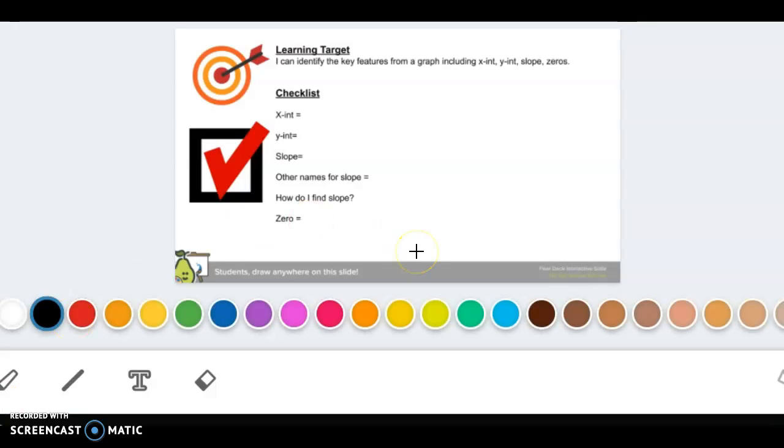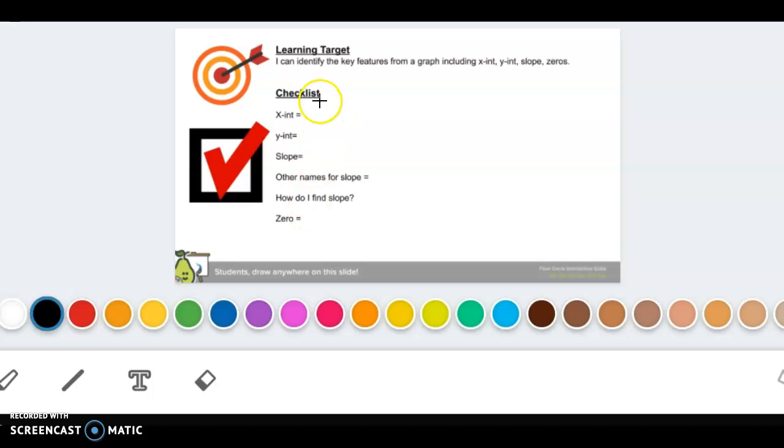Okay, our learning target for today is to identify key features from a graph, which would be the x-intercept, the y-intercept, slope, and the zeros. We did take some notes, so if you need to see those notes, I can send them to you as a separate picture. Just ask me for them.